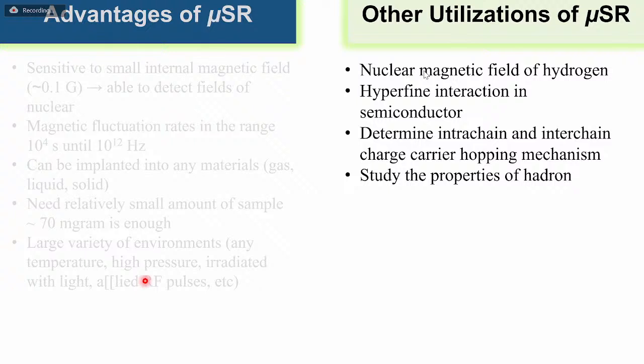And this is another contribution of μSR. We can study the nuclear magnetic field of hydrogen, hyperfine interaction in semiconductors, determine the interchain and intrachain charge carrier hopping mechanism, and study the properties of hadrons.